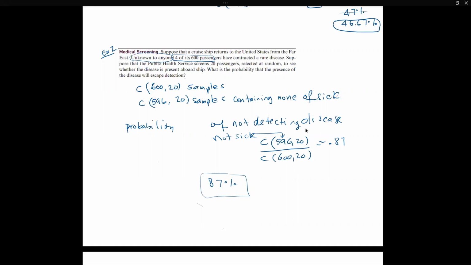So that's the counting for these events, right? And that's the question. What is the probability that the presence of disease will escape detection? Escape detection means whatever you pick, none are the sick people. So that's 600 minus 4 equals 596, and we use that there. And of course, like the formula says, this is the sample space.